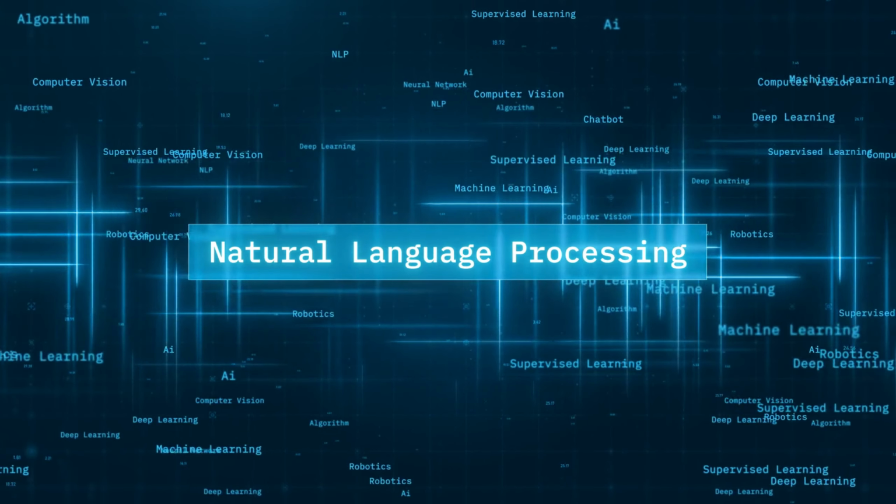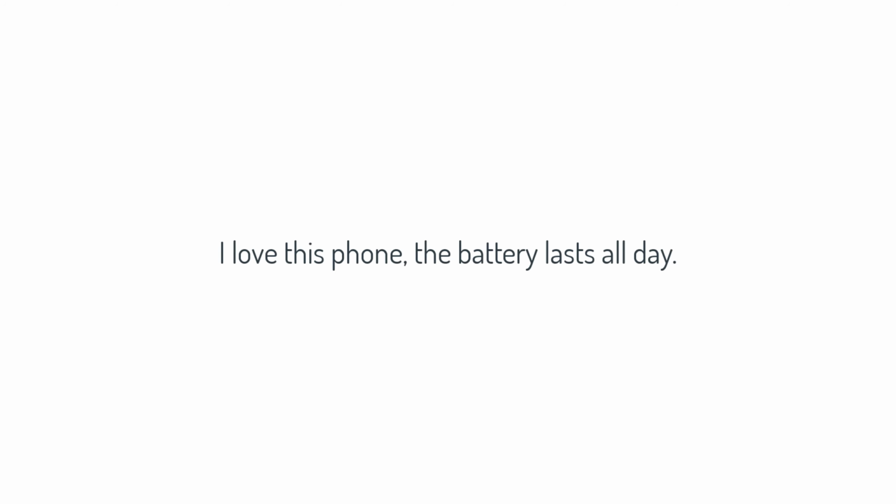Let's now talk about NLP, natural language processing, and it's basically what allows AI to not only understand, but also generate human language. So as an example, let's say a customer has written a review and he said, "I love this phone, the battery lasts all day." So how would AI employ NLP to understand this sentence? There's going to be several techniques used here.